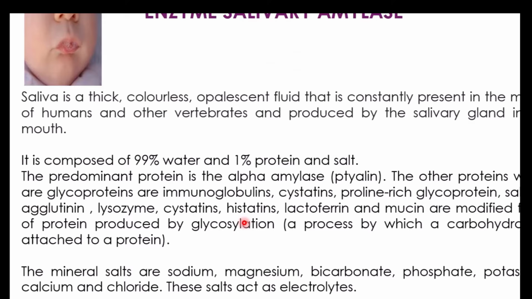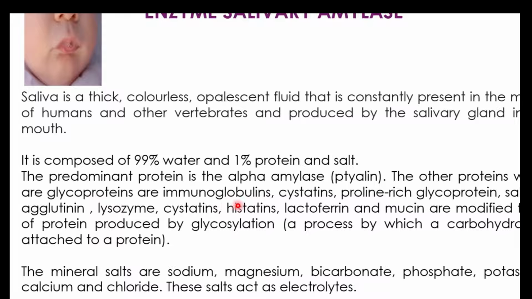The enzyme salivary amylase. So what you have to notice is that saliva is a thick, colorless, opalescent fluid that is constantly present in the mouth of humans and other vertebrates and produced by a salivary gland in the mouth. The saliva is composed of 99% water and 1% protein and salt. The predominant protein is the alpha amylase or ptyalin.